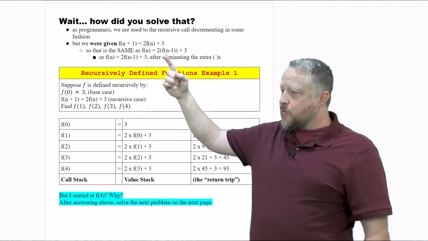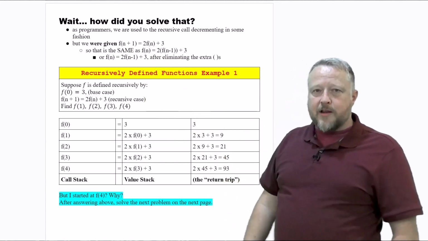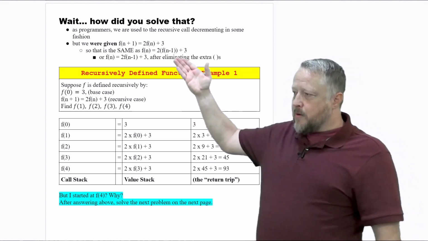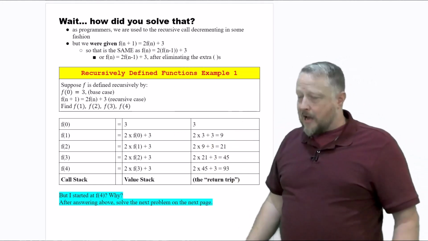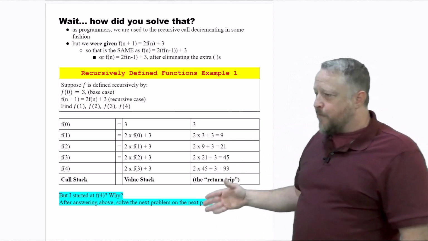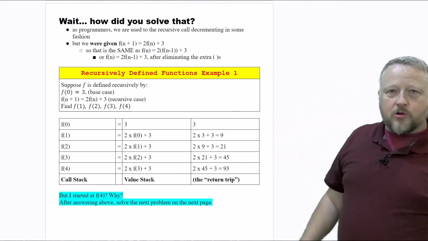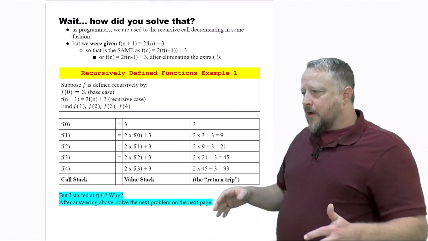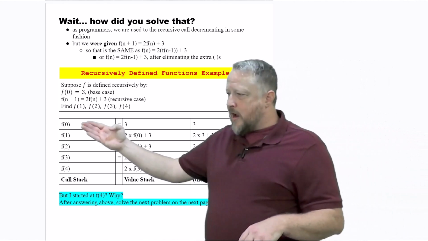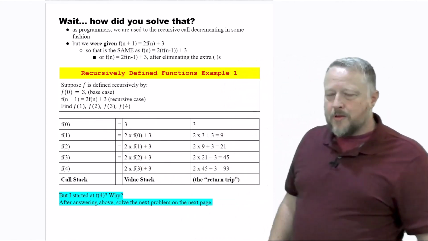We have f of n equals 2 times f of n minus 1, plus 3. This should make a little bit more sense to us as programmers on how that works out. And it works exactly the same as what we had before. Here's my call stack, here's my value stack, and I call it the return trip because everything's going to cancel each other out here. Now, by the way, it still has to find f of 1, 2, 3, and 4.